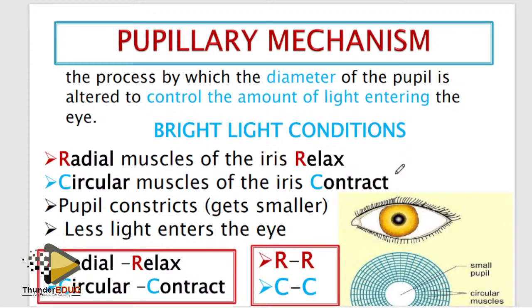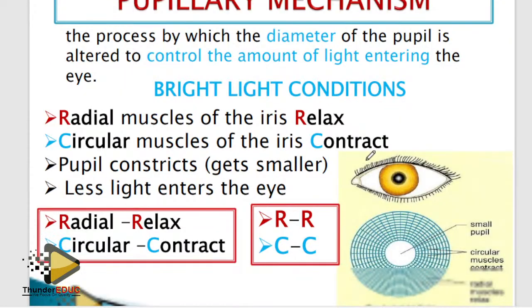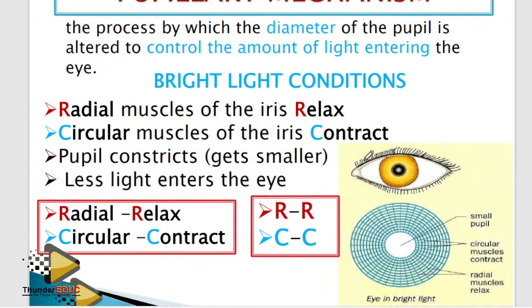The pupillary mechanism: we have the bright light and dim light. In bright light you don't mix things up, while in dim light you mix things up. So R with R, C with C.